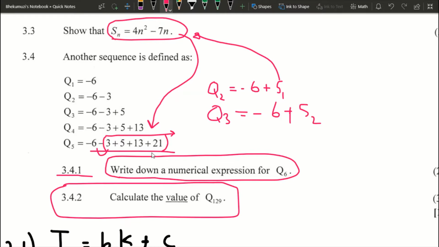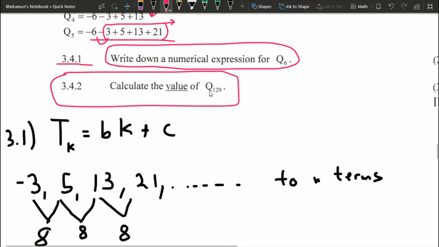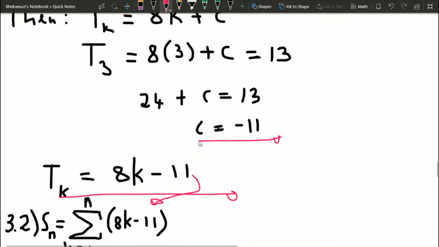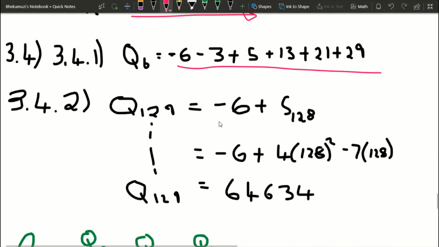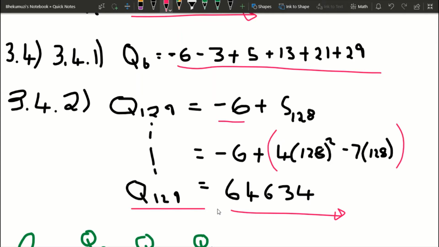So now they're asking us for Q129. So if it's Q129, then what does that mean? We can say now it's -6 plus S128, and we already know this formula. There's the formula over there, and then we just plug in 128 minus 6, and then your calculator will give you the final answer, which is 64,634, and that would be your answer to Q129.